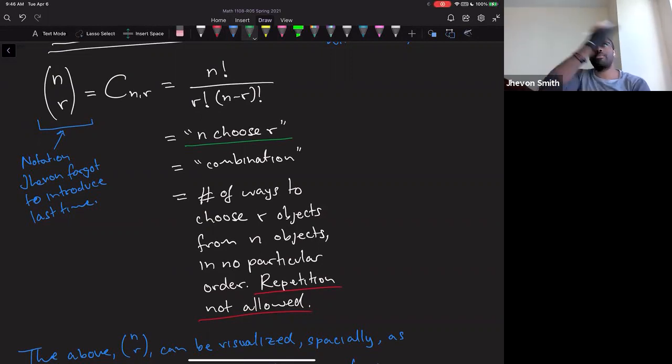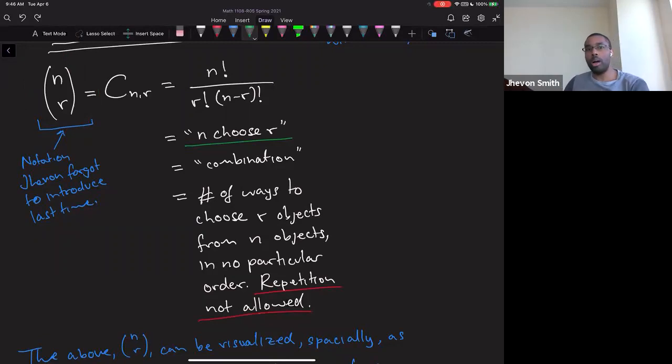You have to always have the first number greater than or equal to the last number. Okay. And that is N choose R. It's written in that parentheses notation that you have up here. And that's called a combination. This is the number of ways you can choose R objects from N objects in no particular order. You don't care about putting them in order.